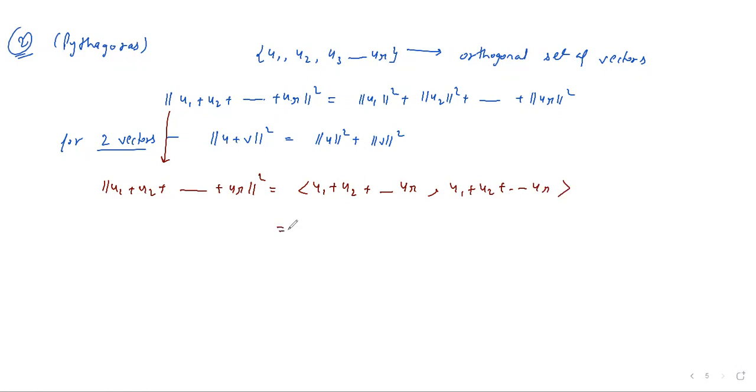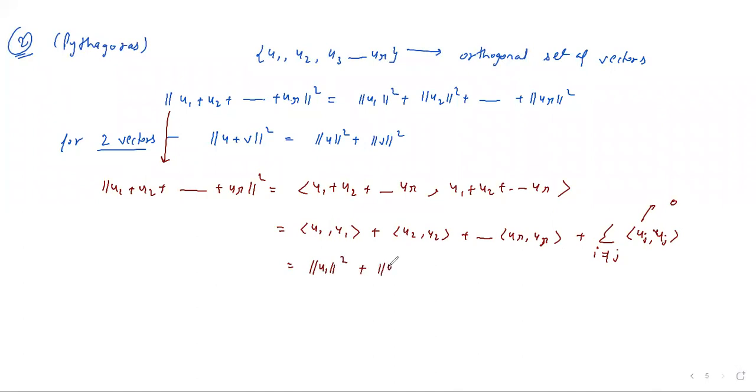Okay, now what will that be? We will apply the linear property. So that would be ⟨u1, u1⟩ + ⟨u2, u2⟩ and so on up to ⟨ur, ur⟩, and all the combinations ⟨ui, uj⟩ where i is not equal to j. Those are going to be 0, because the set is a set of orthogonal vectors. So the remaining terms can be written as the norm of u1 squared plus the norm of u2 squared, going on to the norm of ur squared.